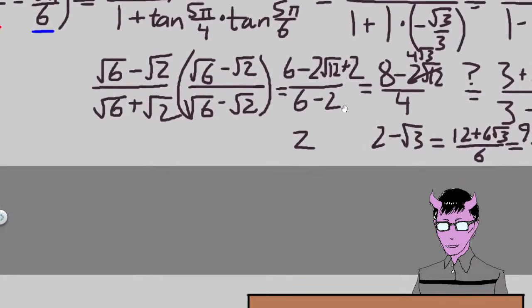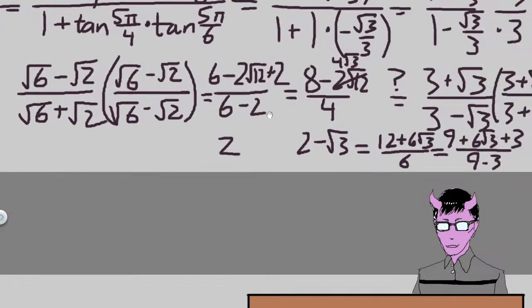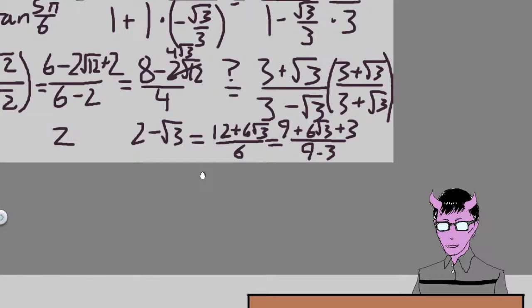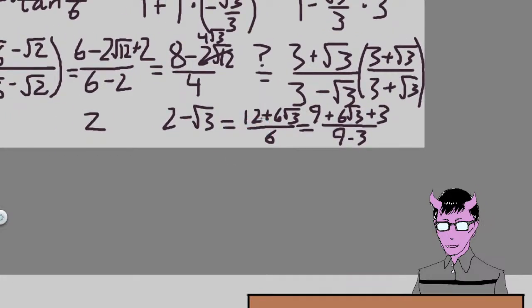Oh my goodness. Alright, let's double check. Well, that's kind of frustrating, right? Okay, well, at the very least, we have 12 divided by 6 is 2, and then this one divided by 6 is going to be root 3.